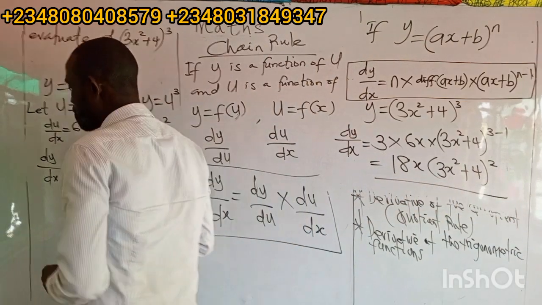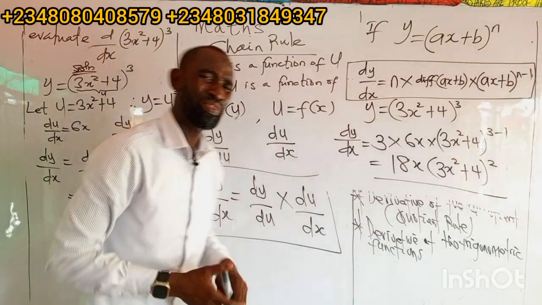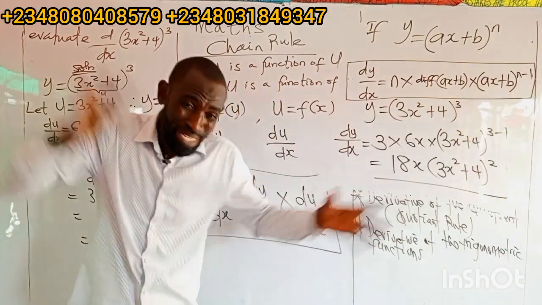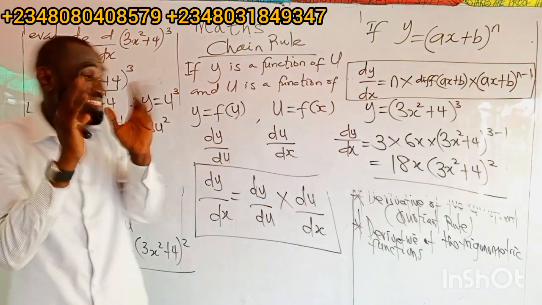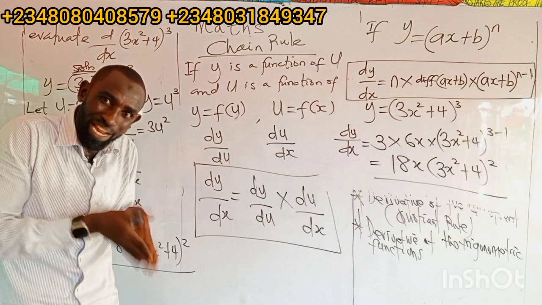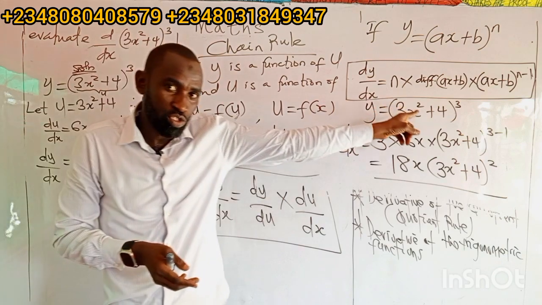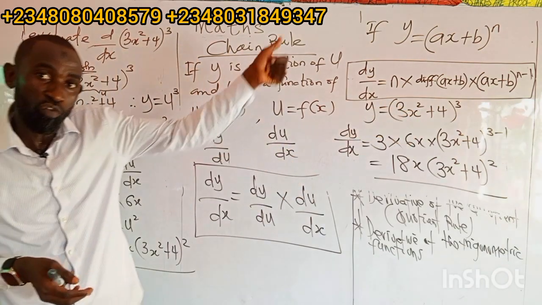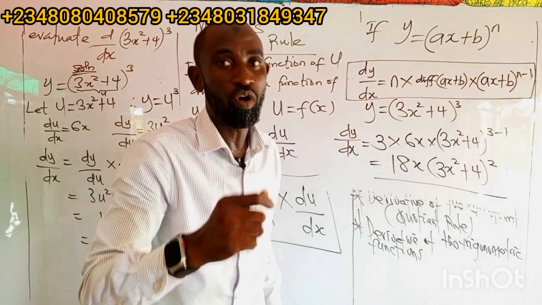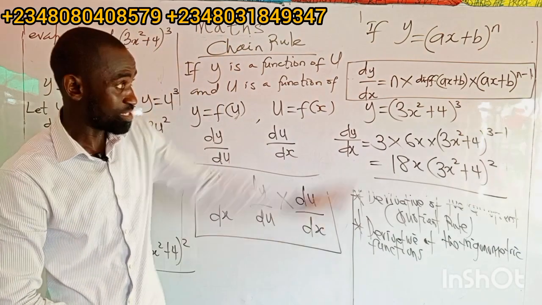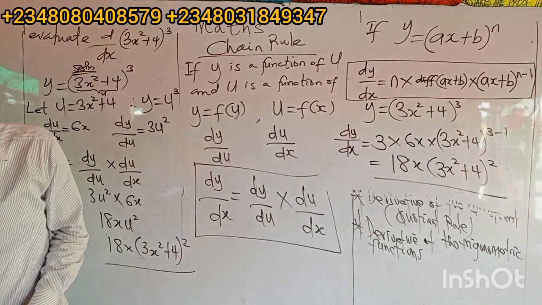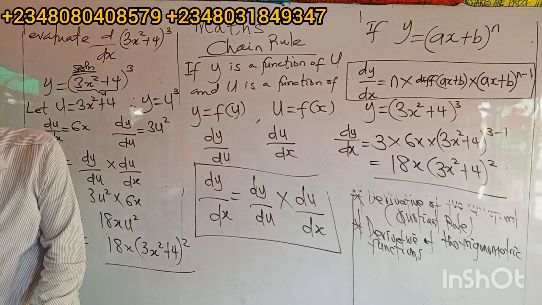Class, I encourage you to use the shortcut in JAMB. They will pack questions under the chain rule. That's what they do. They want you to waste time applying the normal formula. But today, we've learned one thing: the shortcut under function of function, or composite function, or what we call the chain rule of differentiation. Let us solve more questions.